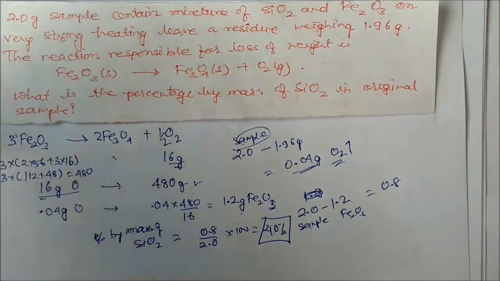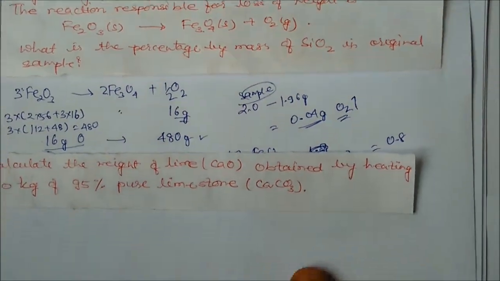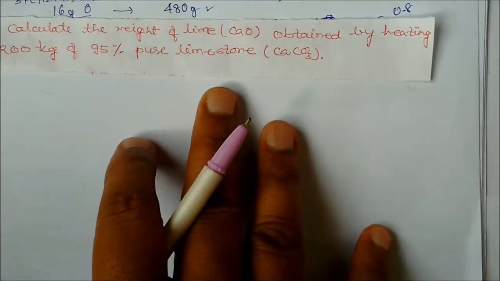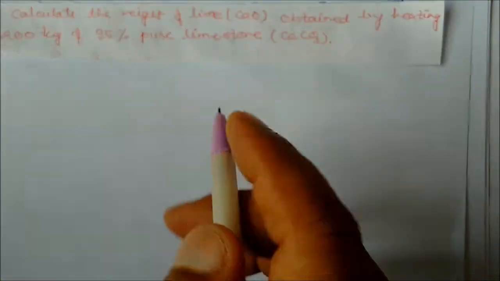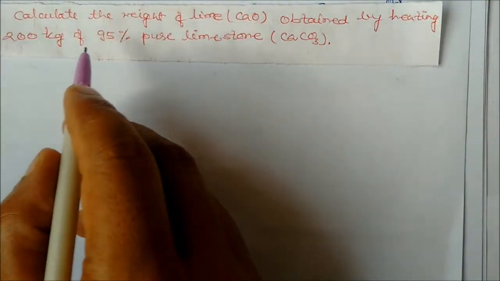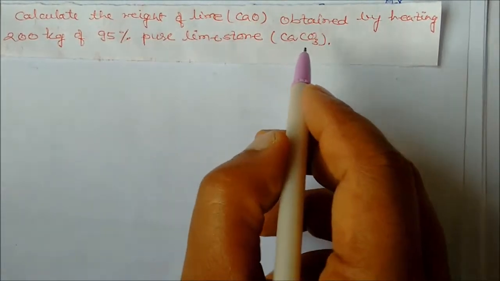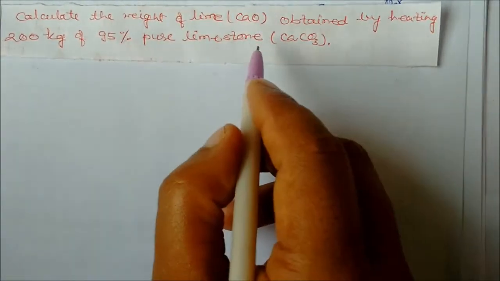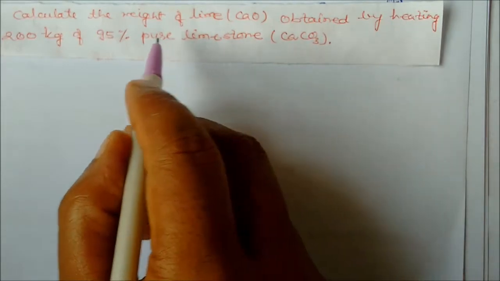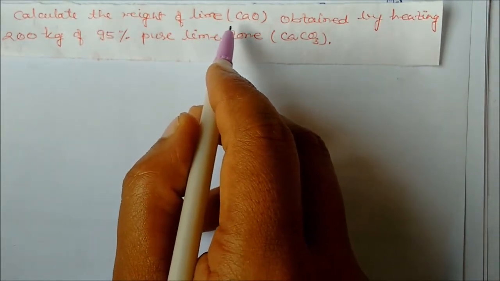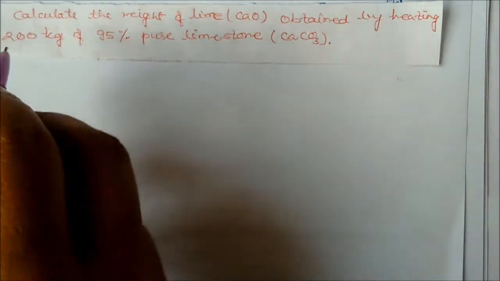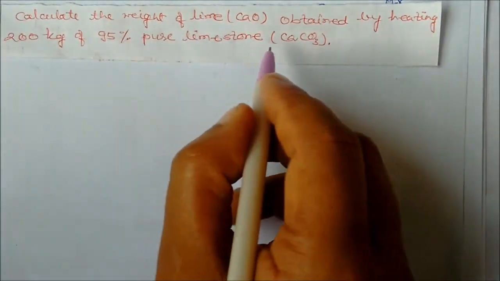So now see the next question. Calculate the weight of lime obtained by heating 200 kilogram of 90% pure limestone. So this is the pure limestone. If you heat it, what you are getting is calcium oxide. So what will be the weight of calcium oxide if you take 200 kilogram of 90% pure limestone?